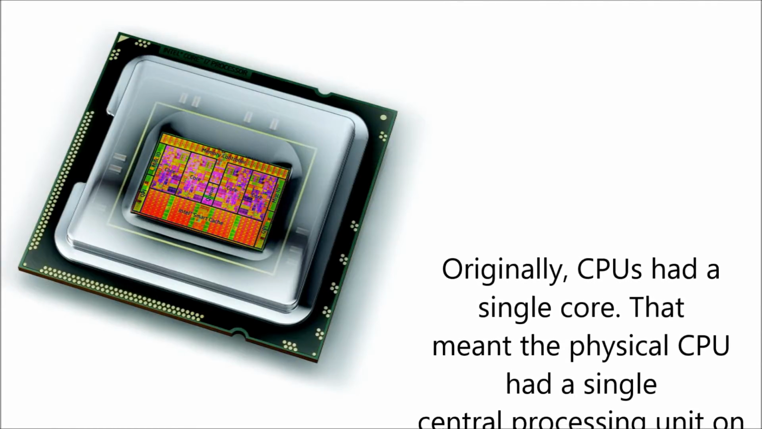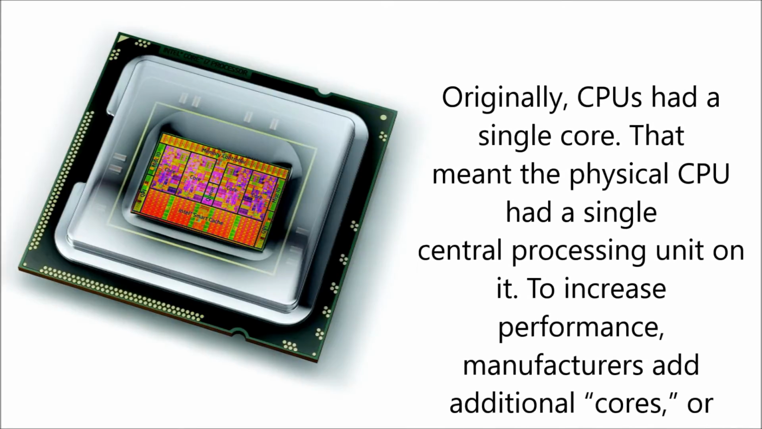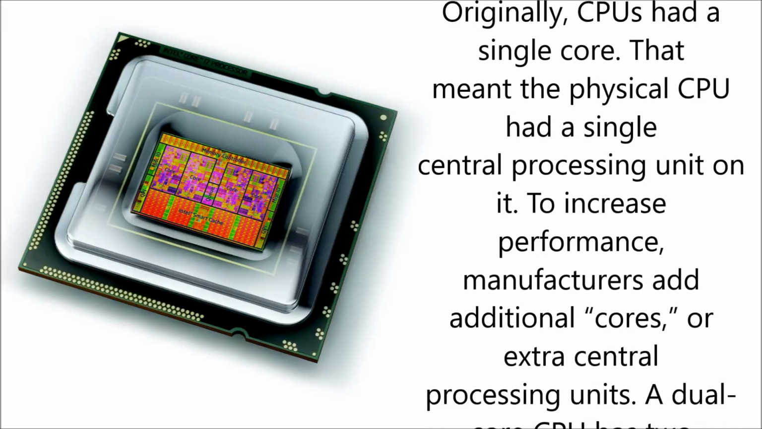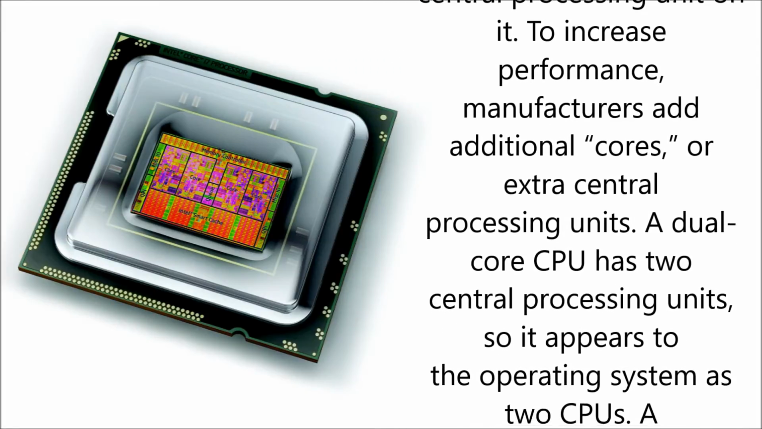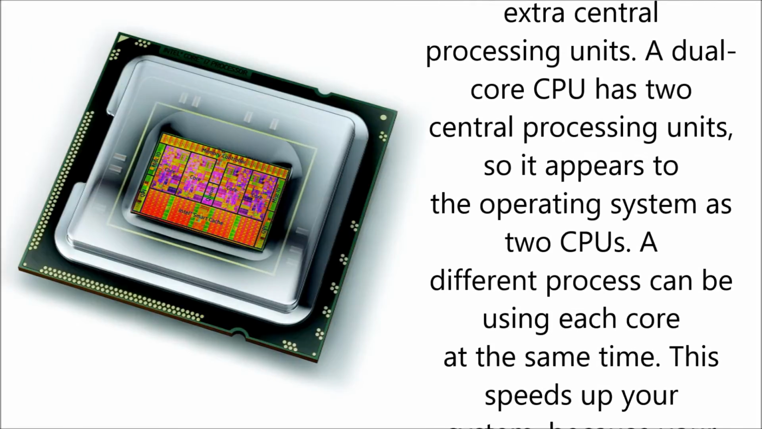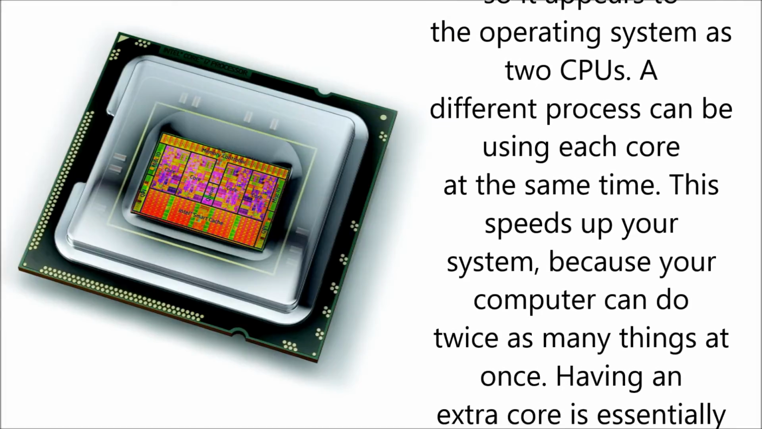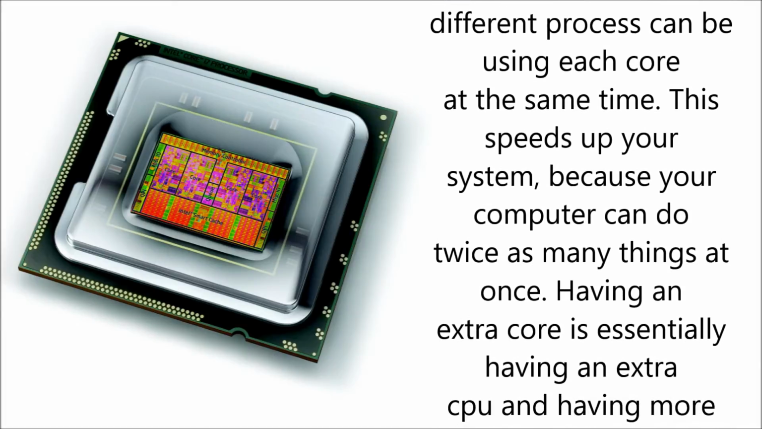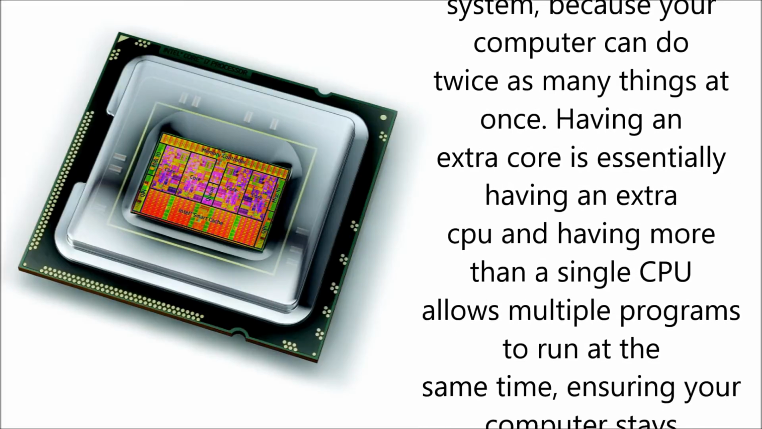Cores. Originally, CPUs had a single core. That meant that the physical CPU had a single central processing unit on it. To increase performance, manufacturers added additional cores, or extra processing units. A dual-core CPU has two central processing units, so it appears to the operating system as two CPUs. A different process can be using each core at the same time. This speeds up your system, because your computer can do twice as many things at once.